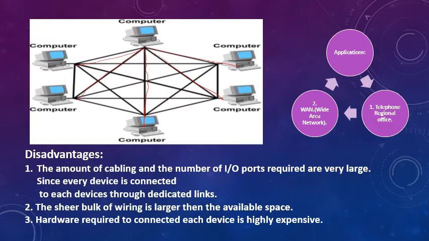Disadvantages: the amount of cabling and number of input output ports are very large. Bulk of wires are required for the mesh or the complete topology. Hardware required to connect each device is highly expensive. So security is high, but the cost is also high for complete topology. Application: we can use a complete or mesh topology in a wide area network. In the telephone regional office also we can use the complete topology.